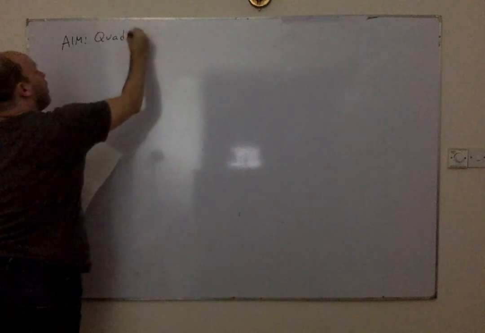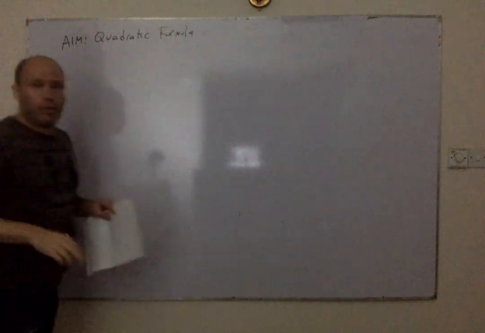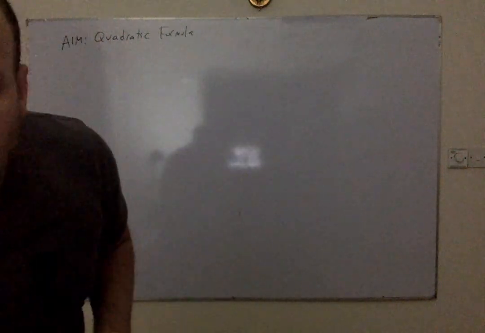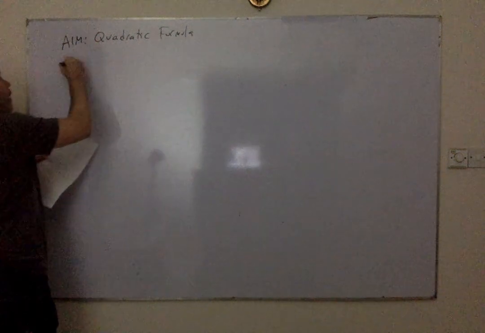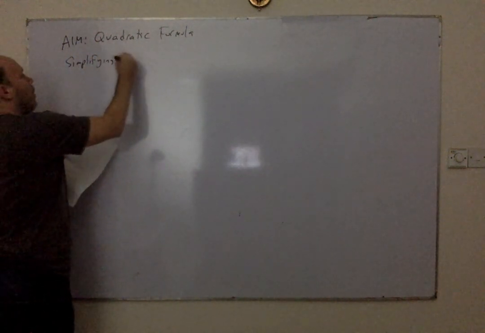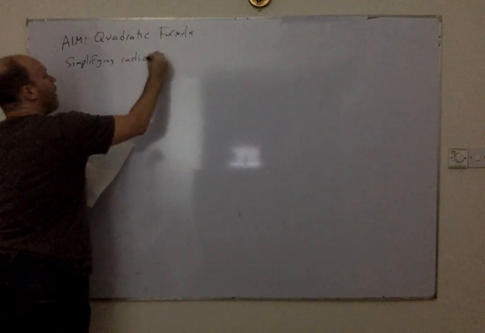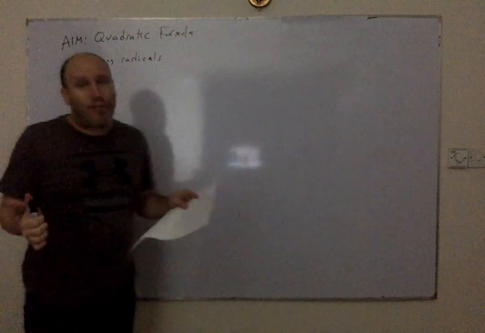Today we're going to be talking about the quadratic formula. Before we do that, I want to do a little review. Can you see that? Yeah. So the first thing is about simplifying radicals, and that's analogous to reducing fractions.